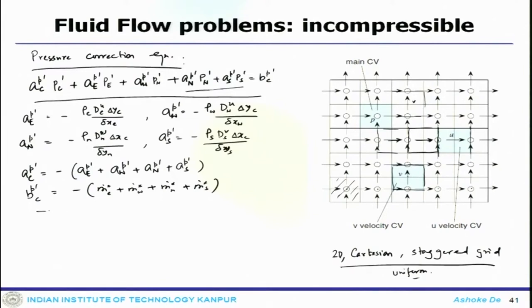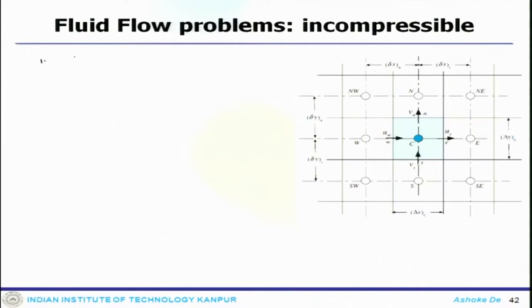Now, once you get the pressure correction equation, then you have to solve it in a similar way, like the SIMPLE algorithm. So, you can still apply the SIMPLE algorithm and solve in a similar fashion. In this case also you start with some guess values. Now, this is U, V and P.